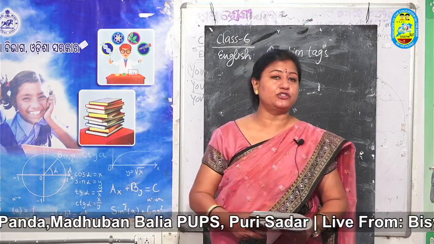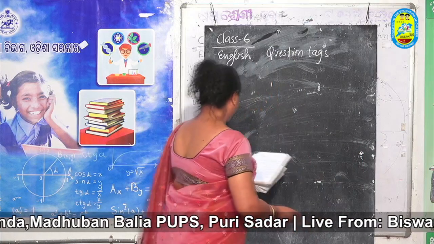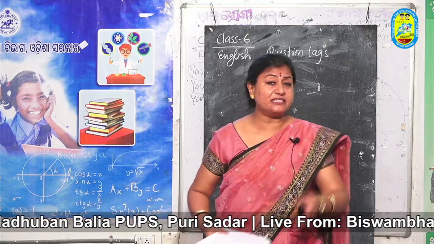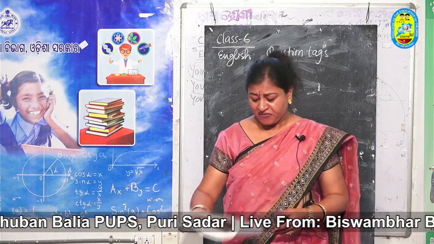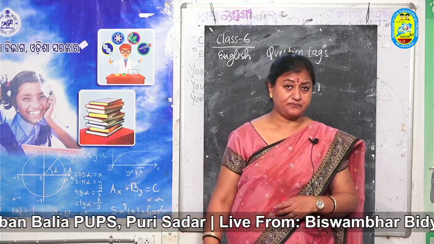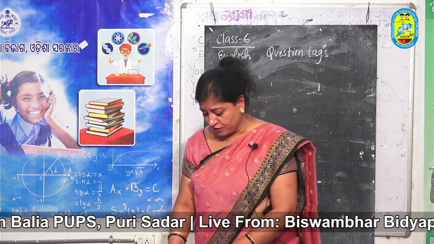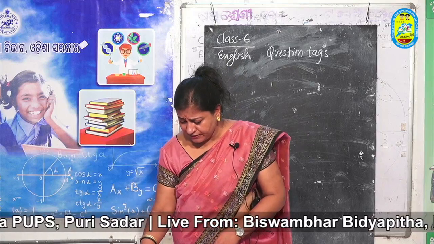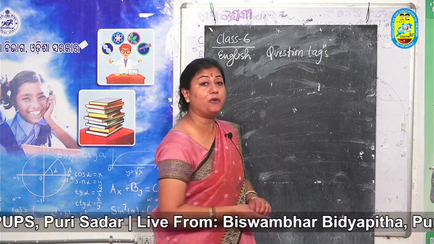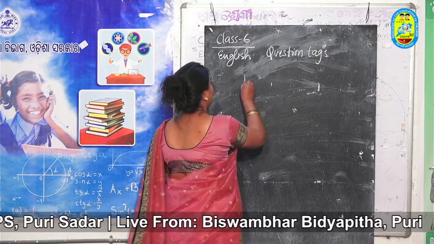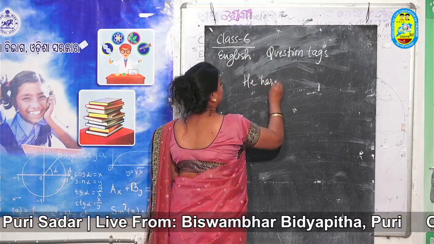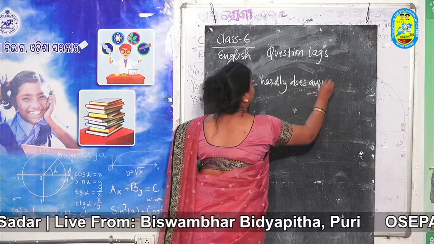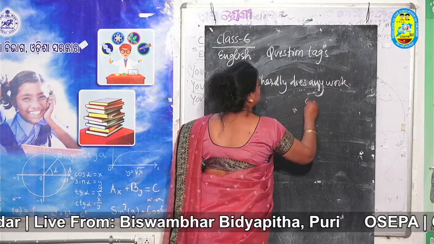Time is a bit short, so I will discuss some rules of question tags. The first one is, when some words are negative, for example, he hardly does any work. When negative words are used, it will take a positive question tag. He hardly does any work, does he?